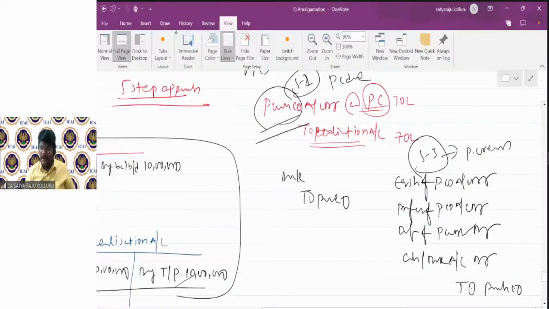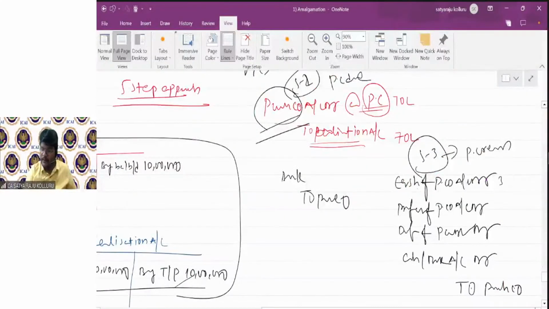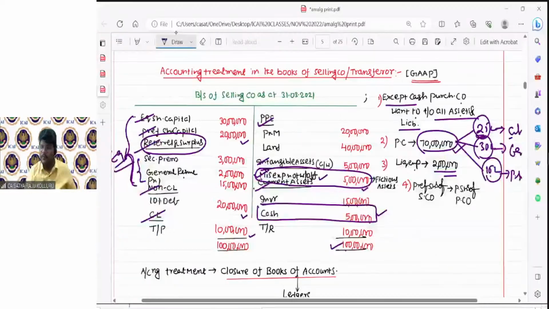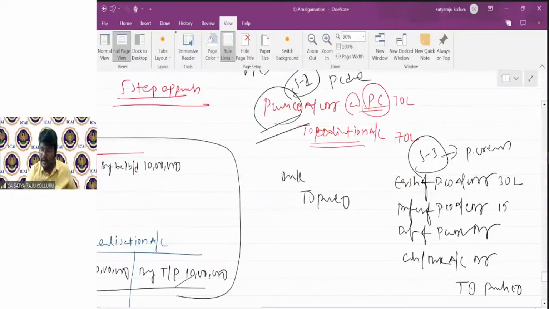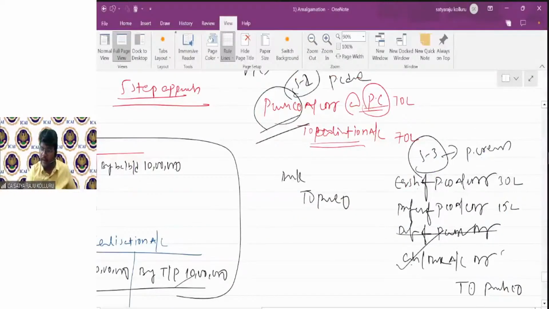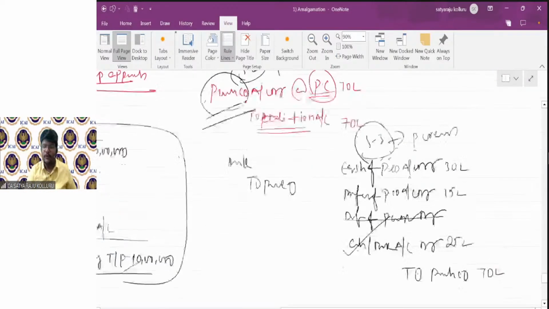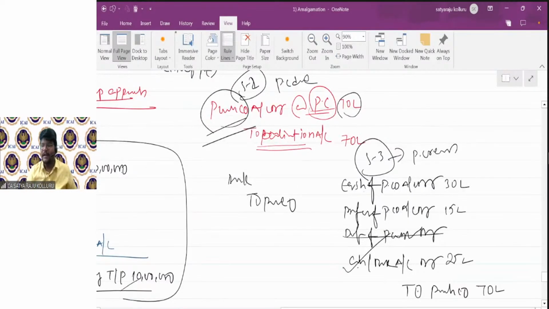Now, what is the exact entry here? Equity shares of purchasing company account debit, that is 30 lakhs. Preference shares of purchasing company account debit, that is 15 lakhs. Debentures we are not receiving. Cash we are getting. So cash, how much we are getting? 25 lakhs. So total 30 plus 15 plus 25, how much? 70 lakhs. We need to receive 70 lakhs. We received the 70 lakhs. Now you can give posting for this particular entry. Are you with me, guys?